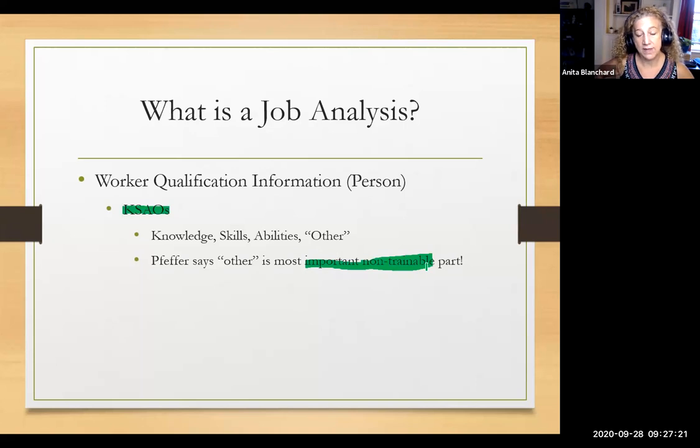But the one that comes up, Southwest. People who work at Southwest Airlines are different than people who work at American Airlines, because Southwest folks have a lot of fun. So what's that non-tradable part? That kind of fitting into the culture of the organization. That's non-tradable. That's the most important part.